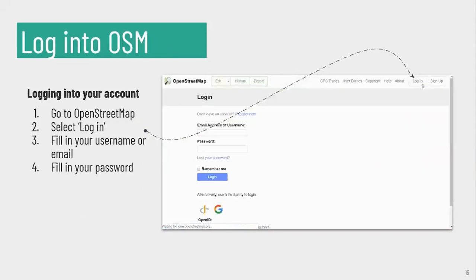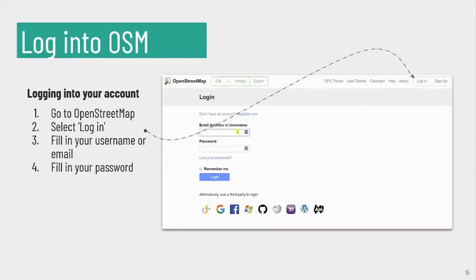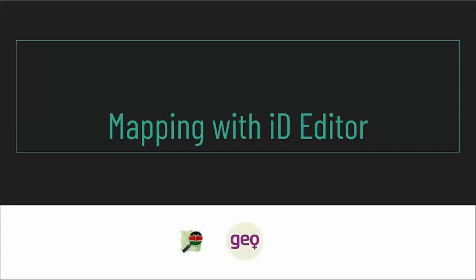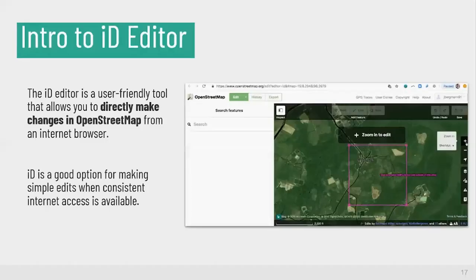Now anytime you want to add data, you can always log in with your email address or the username that you created and your password. So after you have signed in, now you have an account. How do you go about adding data to OpenStreetMap? That takes us to mapping with the iD editor, because that's one of the tools that we use when you're adding data in OpenStreetMap.